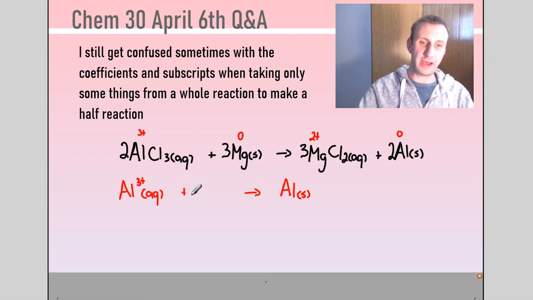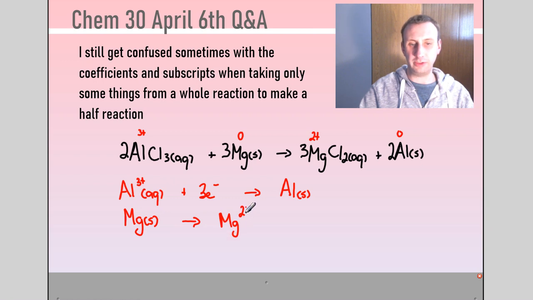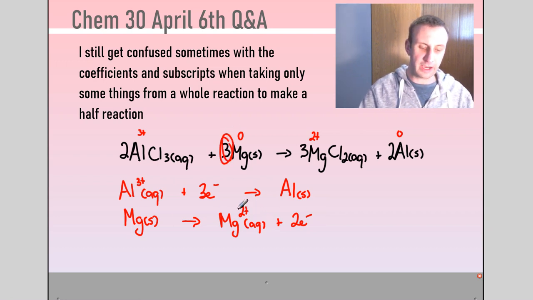So now that I've got that, I have 3 electrons on the left in order to make that work, and I'm finished. Well, for magnesium, I would have just Mg solid reacts to form Mg2 positive aqueous, and 2 electrons is how that would work. And again, I don't carry this 3 forward to here. Now, let's do a different example and see if that helps.